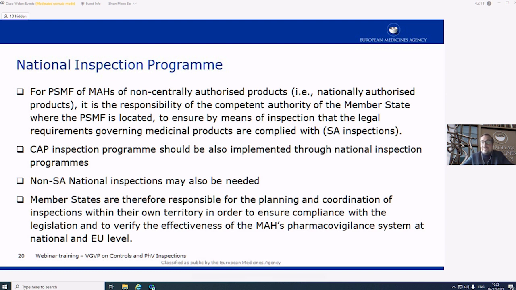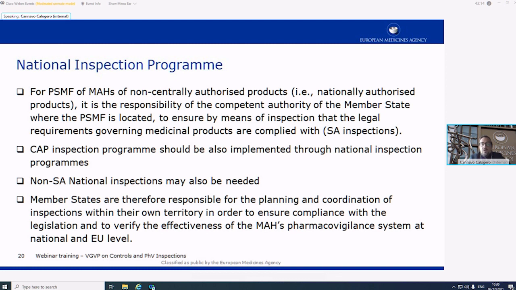The national inspection program is something that is due to be done by each national competent authority for the pharmacovigilance system master file of marketing authorization holders of non-centralized authorized products, for instance, nationally authorized products. And this is the responsibility of the competent authority of the member state where the PSMF is located, to ensure by means of inspection that the legal requirements governing medicinal products are complied with. But this national inspection program could also be part of the CAP inspection program that I mentioned before, because the CAP inspection program should also be implemented through the national inspection program.